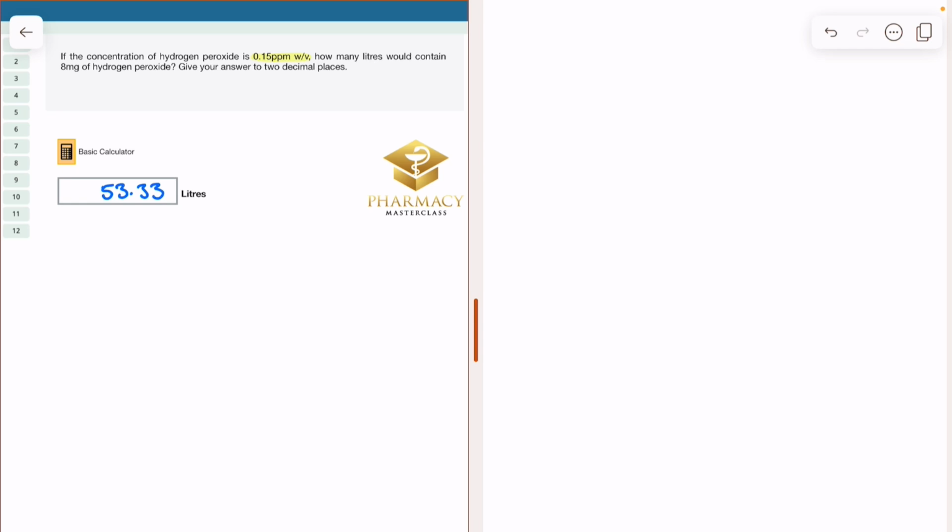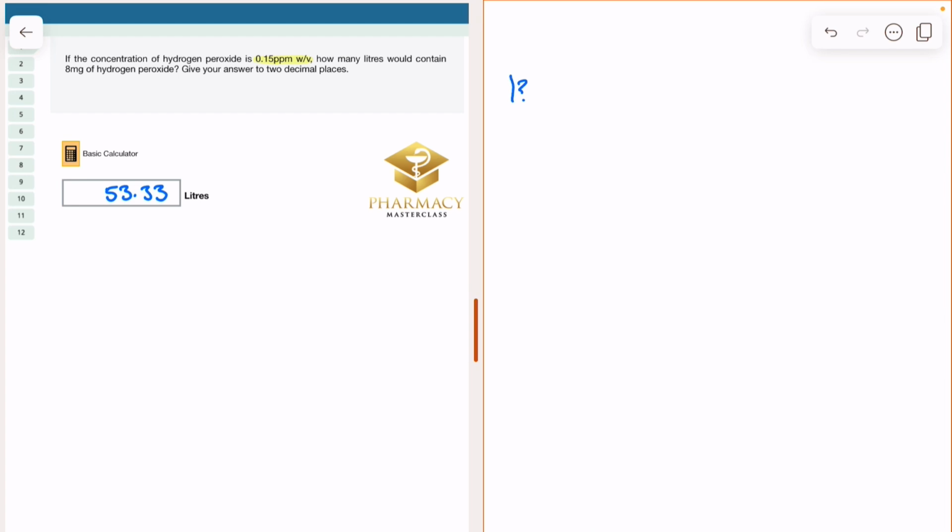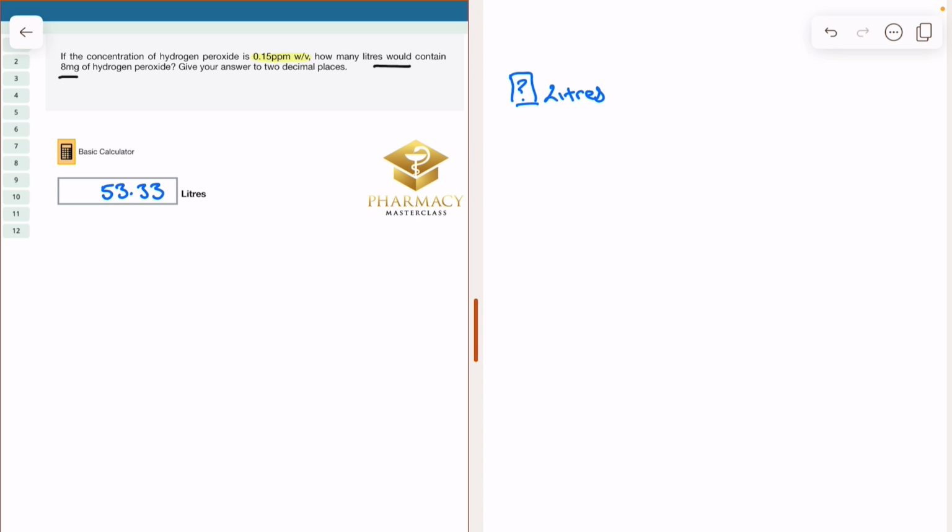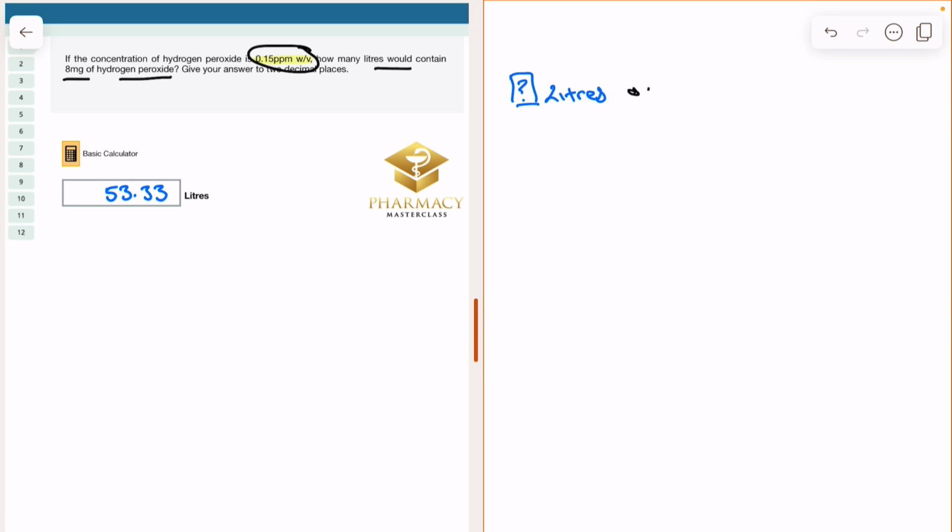When we tackle any calculations question, what's the very first thing we should be doing after reading the question? We should be writing a question mark and we should be writing the units. And from there, we should build a statement as to what the question wants from us. How many litres would 8 milligrams of hydrogen peroxide contain if we're given the concentration up there? So question mark litres of our hydrogen peroxide, question mark litres of this 0.15 ppm weight in volume is going to be equal to 8 milligrams. That's what the question's asking me.